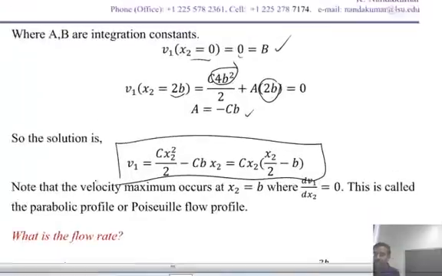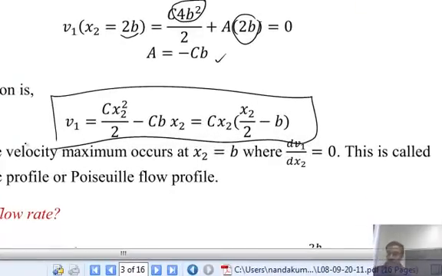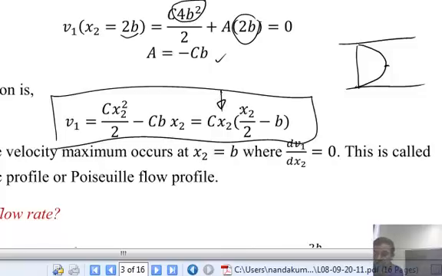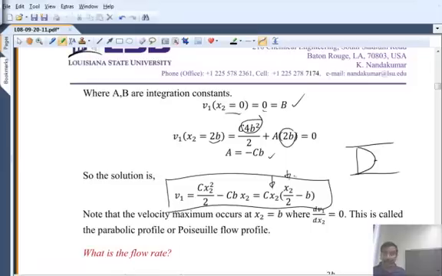v1 is equal to C times x2 multiplied by (x2 over 2 minus b). So that is a parabolic profile. It's a quadratic equation. So if you plot the velocity profile between those 2 points, you'll find that it's a parabola with a maximum at the middle. And it does satisfy the 2 boundary conditions. The boundary condition is at x2 equal to 0, it is 0. At x2 equal to 2b, it is also 0. And it does satisfy the Navier-Stokes equation. Okay?